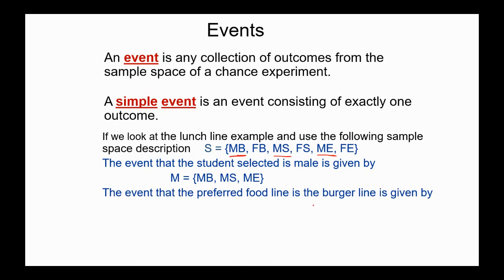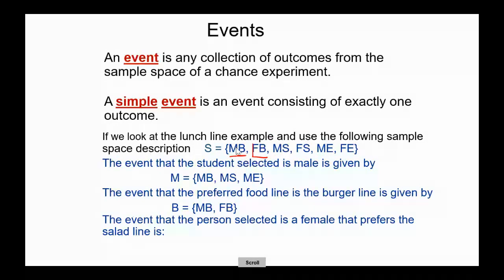What if I did the event that the preferred food line is the burger line? Male burger, female burger. And then the last little one on this example, the event that the person selected is a female that prefers the salad line. What would that one be? So female that prefers salad. Well, we only have one option for that, FS. And that's an example of a simple event because only one outcome was picked.